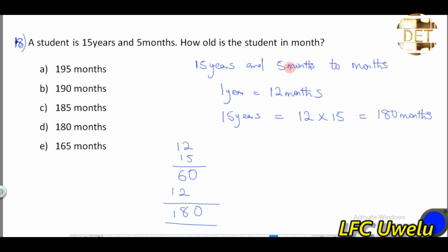So plus the 5 months that I have here, because we have to convert 15 years and 5 months to months, right? So I now have 15 years in months, and that is 180 months. Then plus the 5 months. So plus 5 months will give me 185 months, right? That will be equal to 185 months. So the correct answer to this question is option C. So my answer is option C, 185 months.